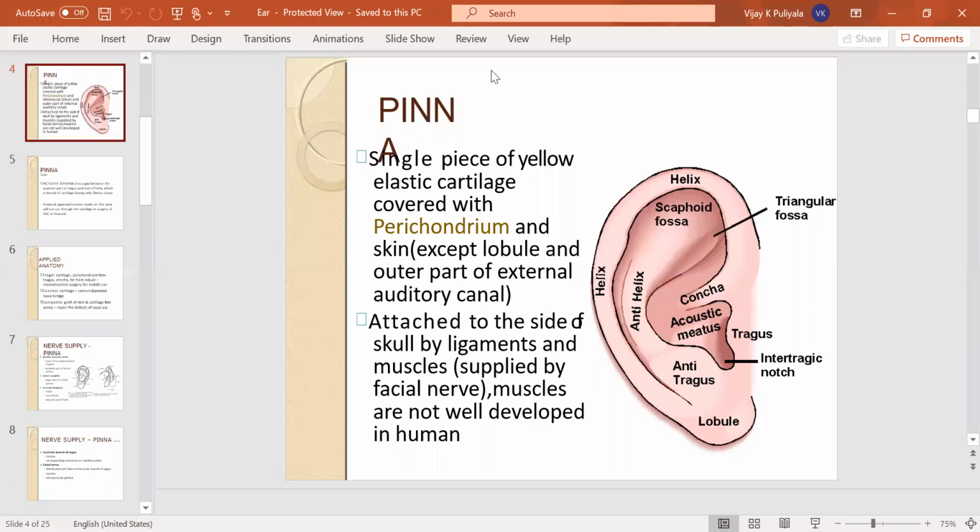Next, coming to the ligaments. The ligaments of the auricle are also present in two types, extrinsic and intrinsic.